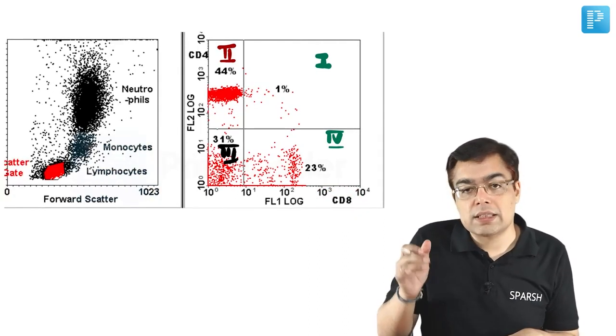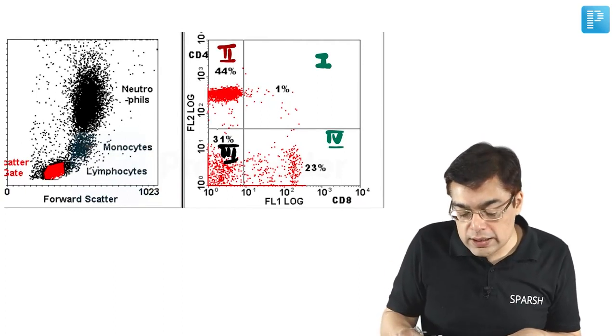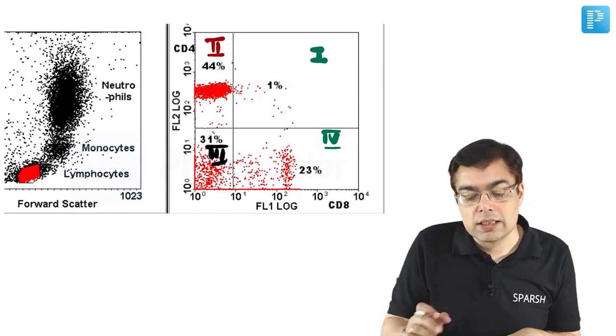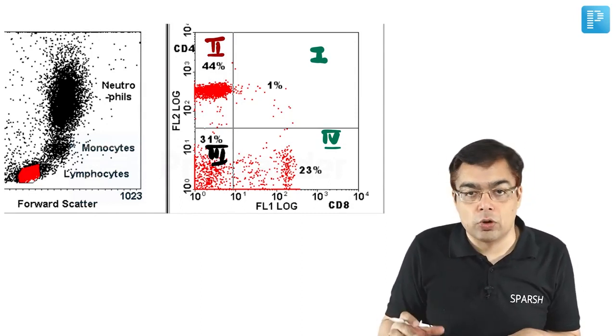So depending upon the cells which are lying in different quadrants, you can easily make out which particular cell is going to have the expression of which particular molecule, and that's exactly what is useful for making a detection of a lot of conditions.